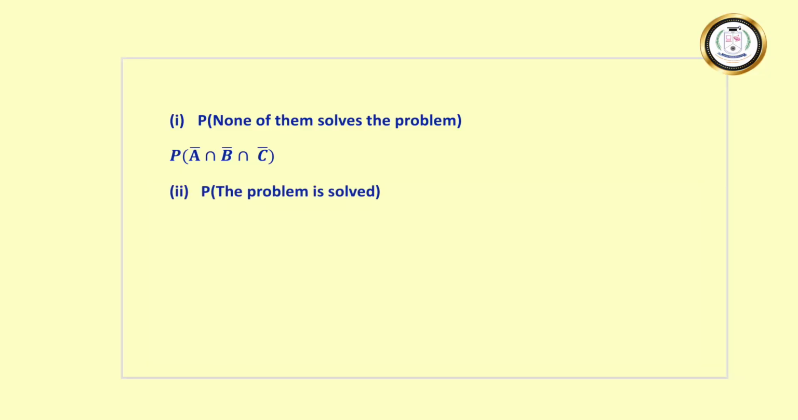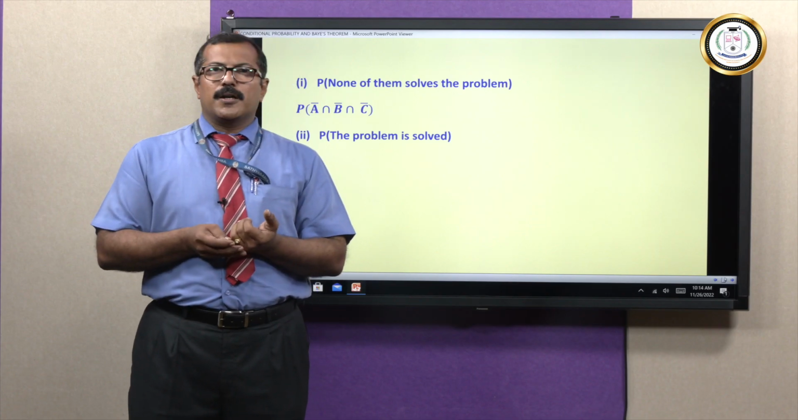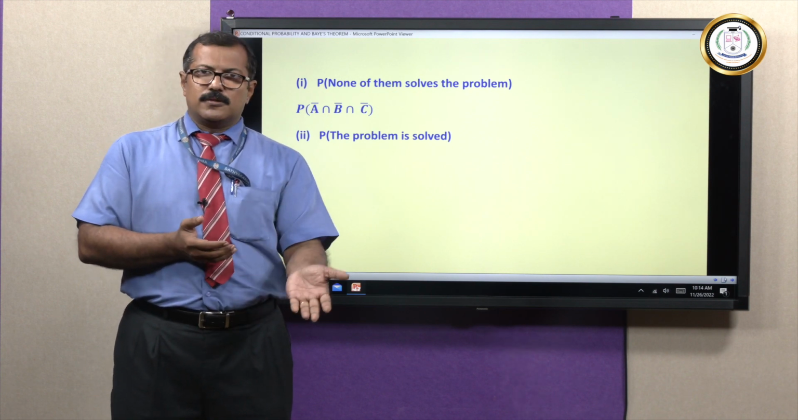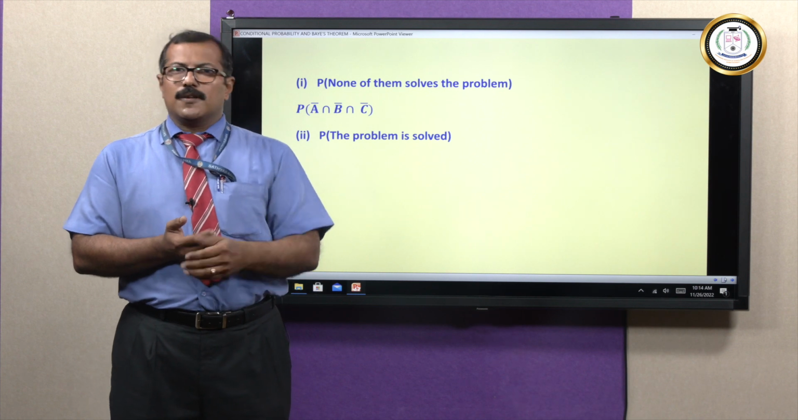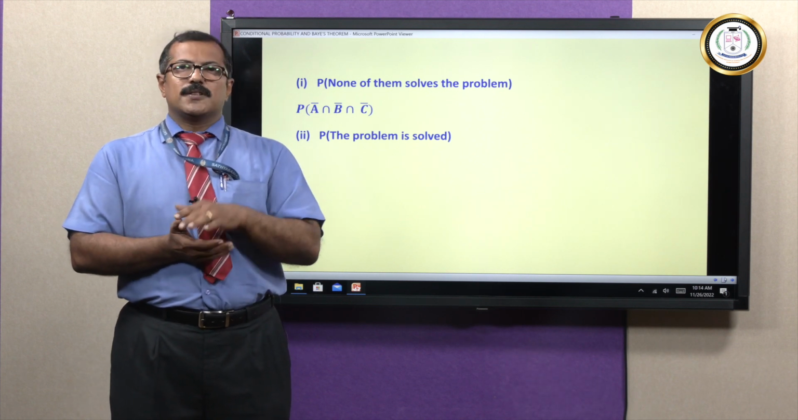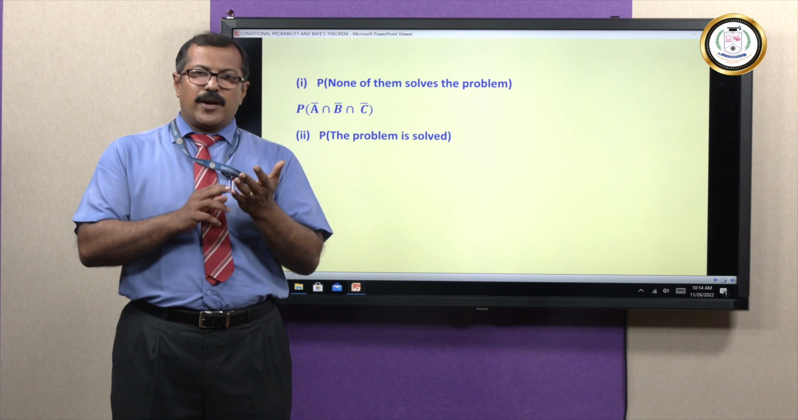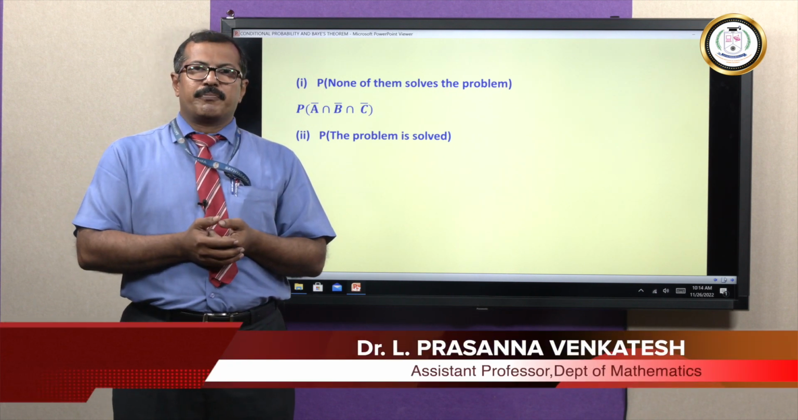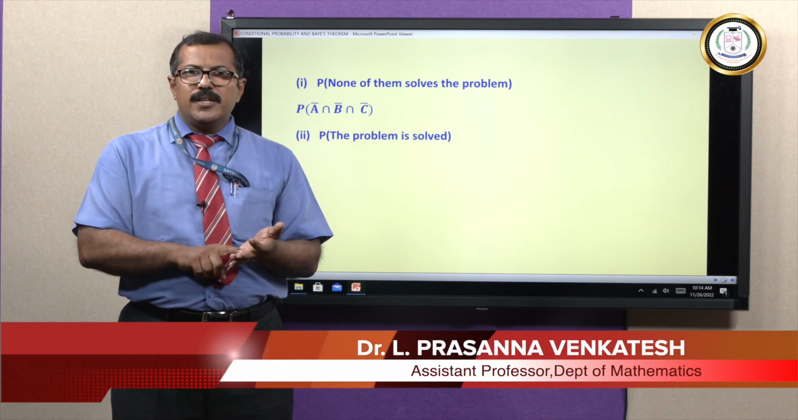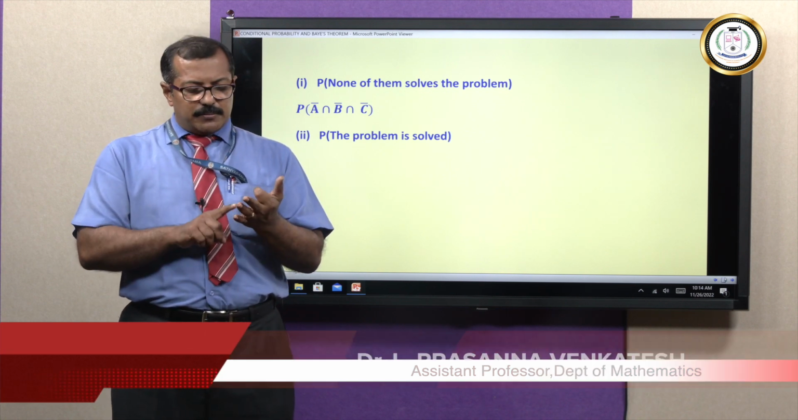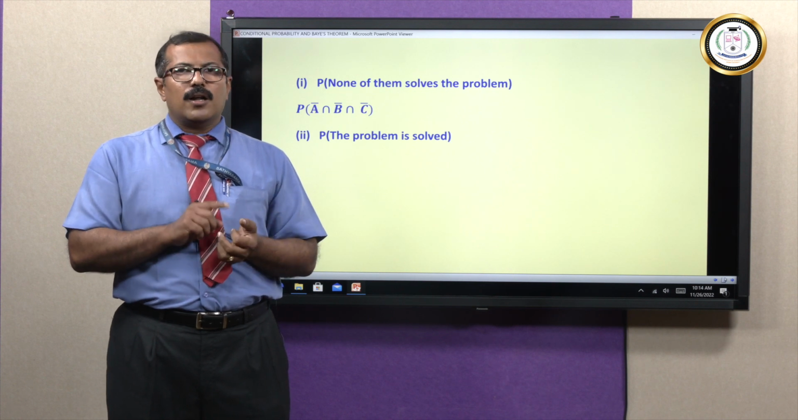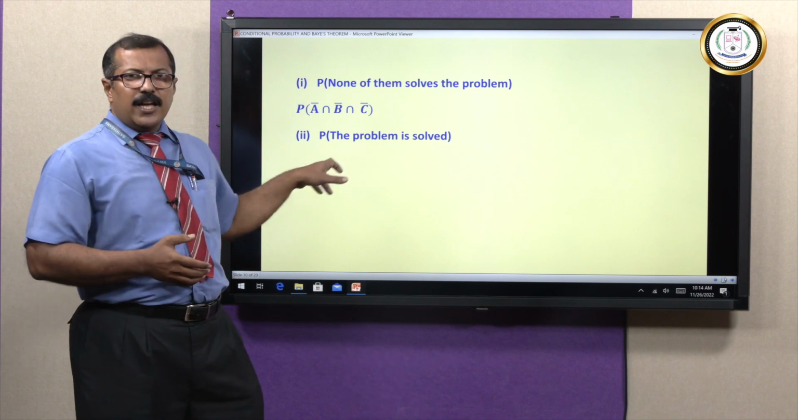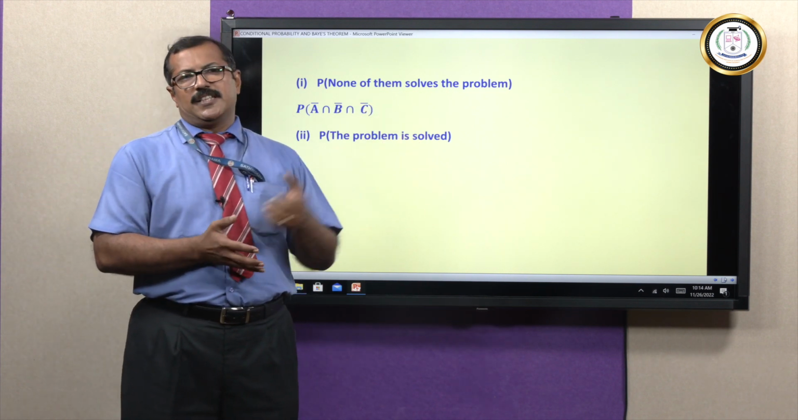Second question: the problem is solved. When will the problem be solved? If any one of them solves it, the problem is solved. A solves the problem, or B solves the problem, or C solves the problem. The same question can also be posed as: what is the probability that at least one of them solves the problem? A or B or C. The mathematical operator connecting OR is union. So we can write this as P of A union B union C.